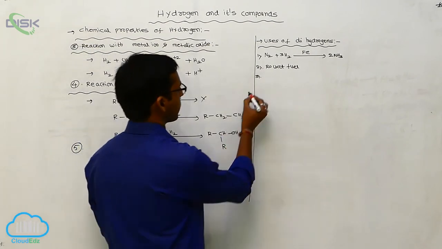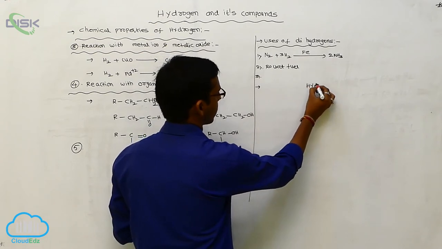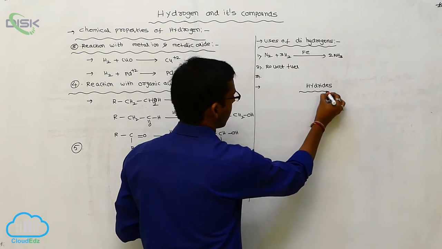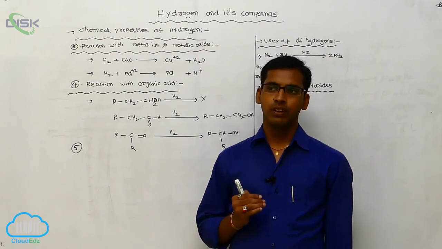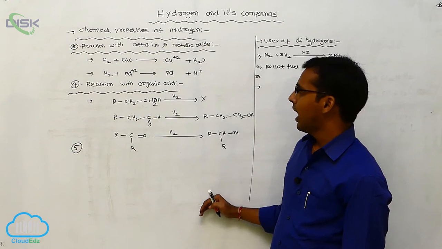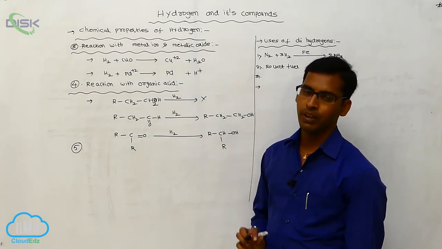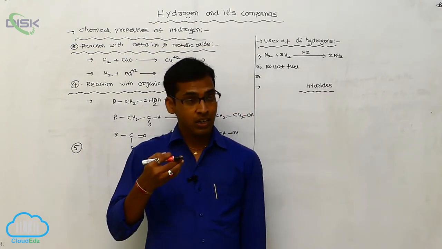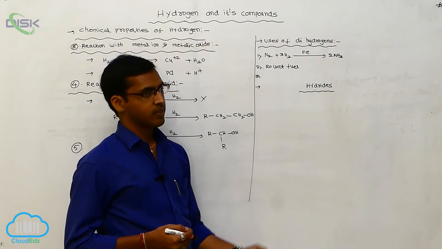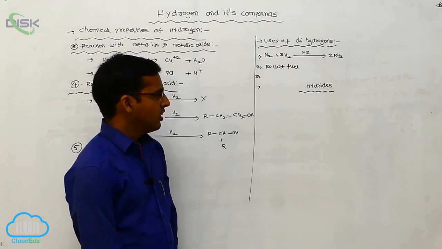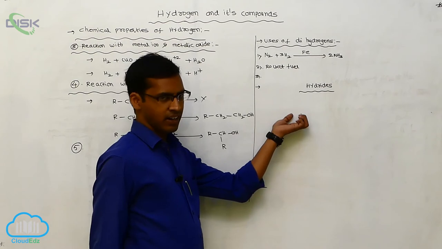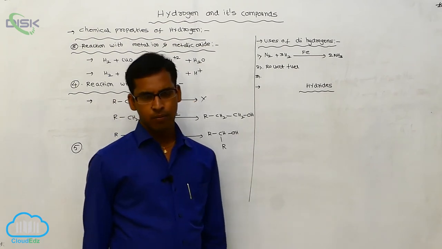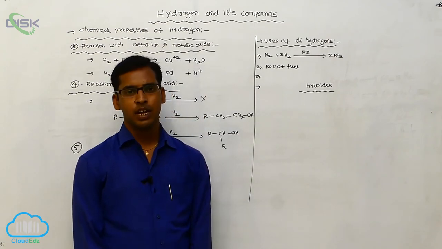And next one is hydrides. In the first topic, the position of hydrogen and preparation of hydrogen, and next, chemical properties of hydrogen and its uses are totally completed. And the next hydrogen compound is hydrides. Hydrogen forms hydrides. Metals such as beryllium react with hydrogen and form metallic hydrides: beryllium hydride, aluminium hydride, lithium hydride, like that.